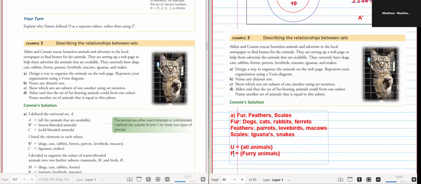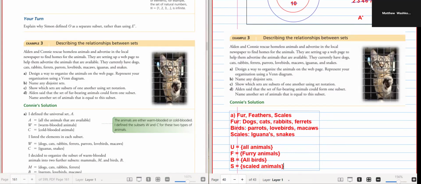You know what? We're going to say F is all furry animals. You know what? No, we can't. We have to stick with one letter. Let's keep it simple. Instead of feathers, it's birds. Birds now. B is going to be all the birds. And then S is going to be the scaled animals.